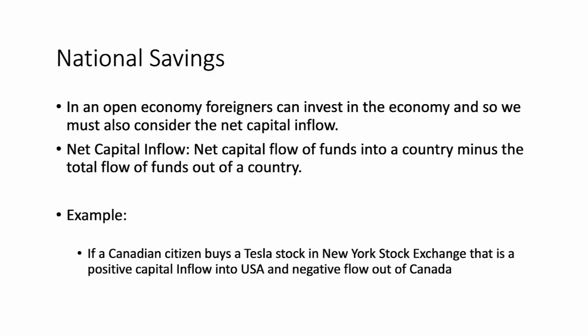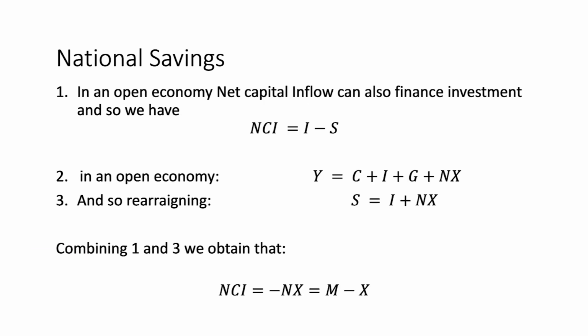So an example of net capital inflow from the point of view of the U.S. economy is if a Canadian citizen buys a U.S. stock in the New York Stock Exchange. Let's say you buy a Tesla stock. Nowadays, Tesla stocks are not so popular, but whatever stock. That's an example of capital going out of Canada into the U.S. to finance U.S. corporations. So in an open economy, the net capital inflow is going to finance investment in excess of whatever national savings of the economy are.